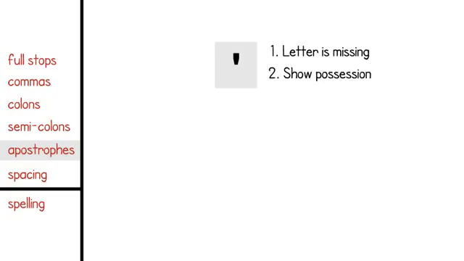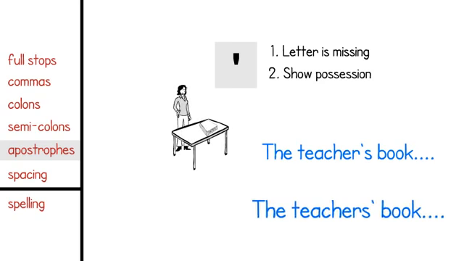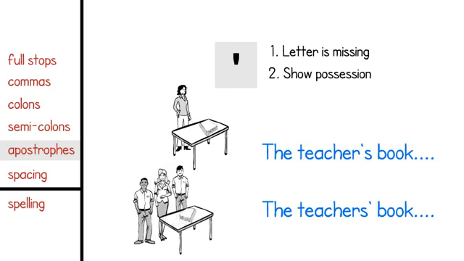The other tricky area with the possession apostrophe is knowing where to put it. The sentence, "the teacher's book," could be written in two ways. In the first sentence, the book belongs to one teacher. In the second sentence, there is one book that belongs to more than one teacher.